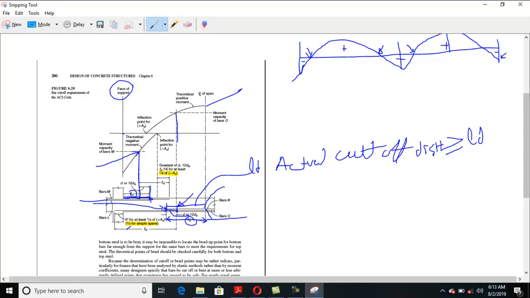And one other piece of information it gives you is that the total negative area which you are providing there must have 1/4 of the area continued.